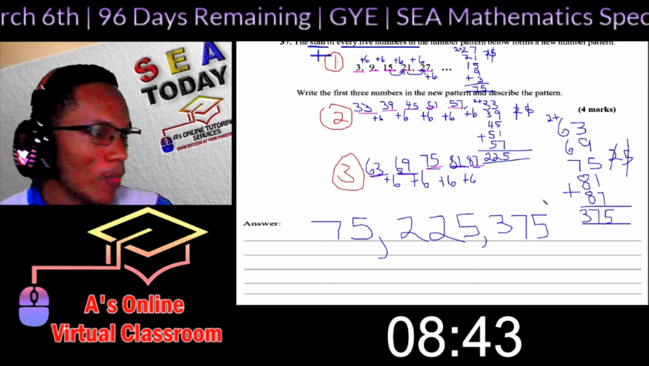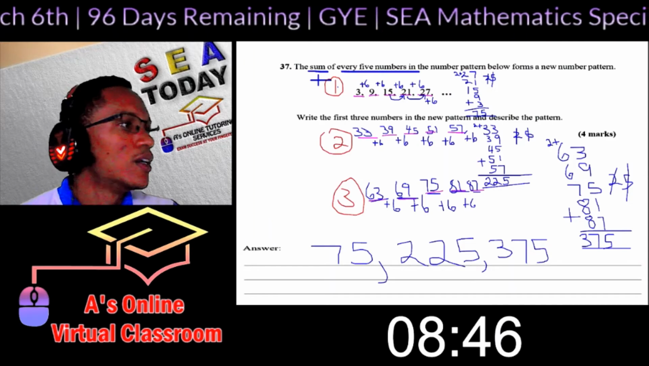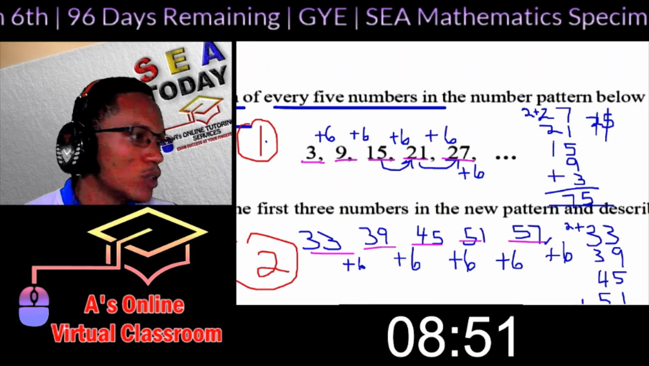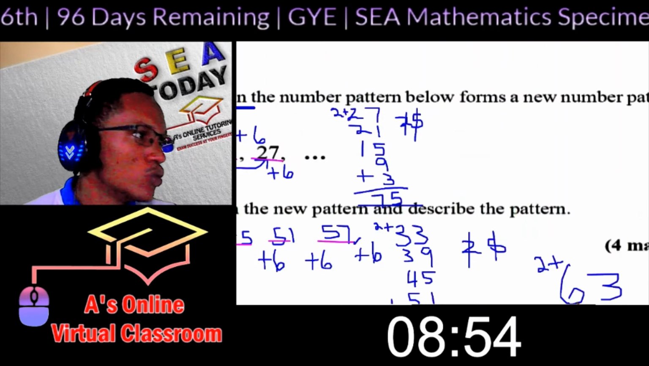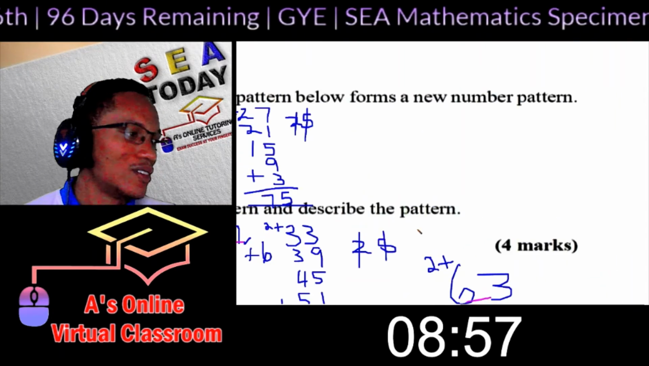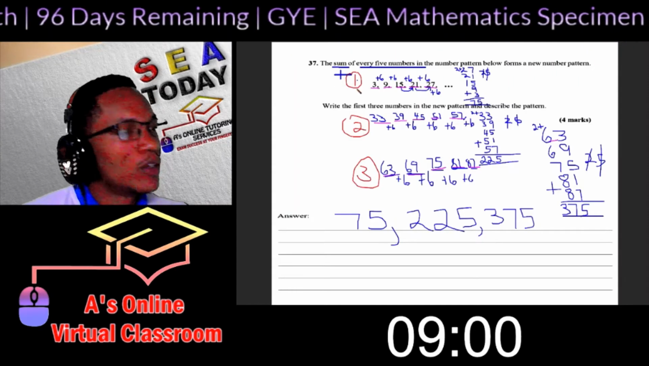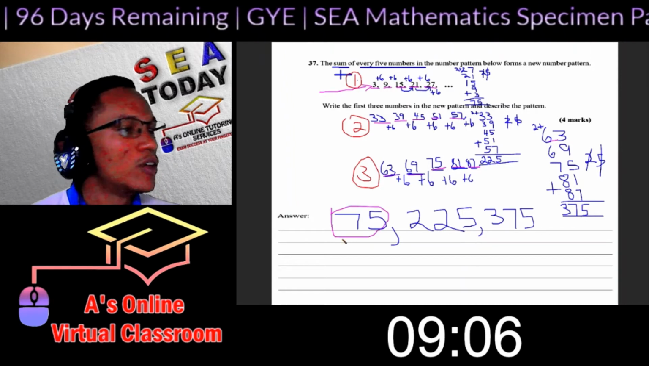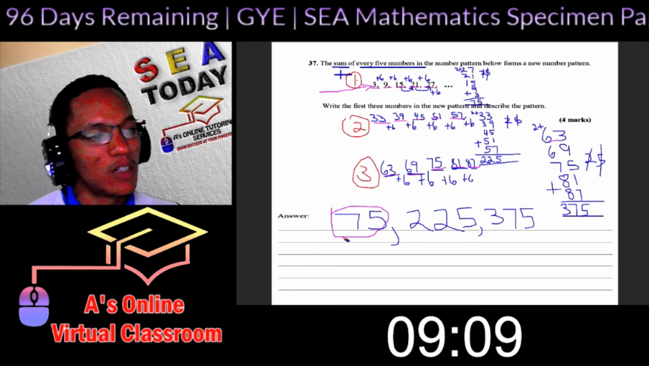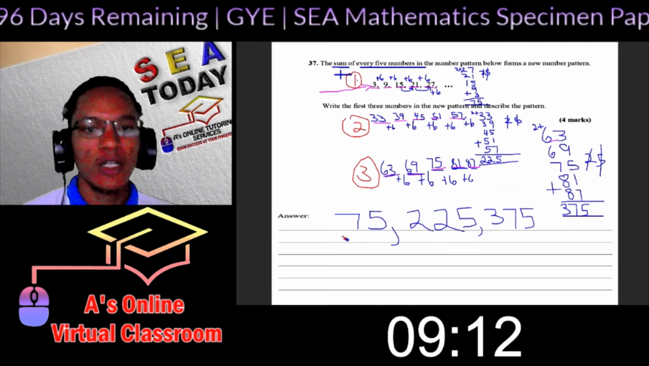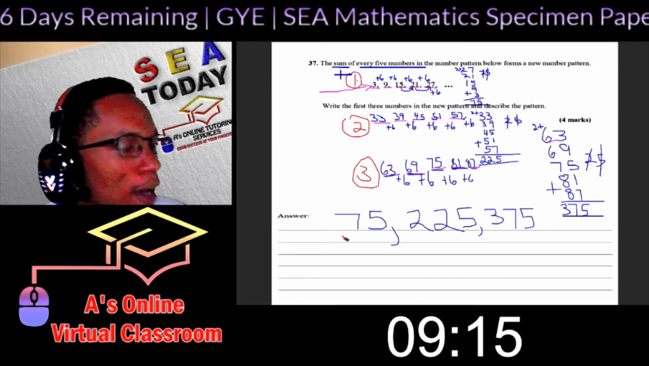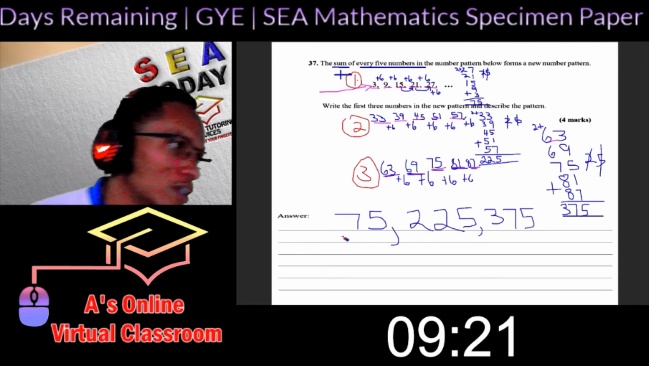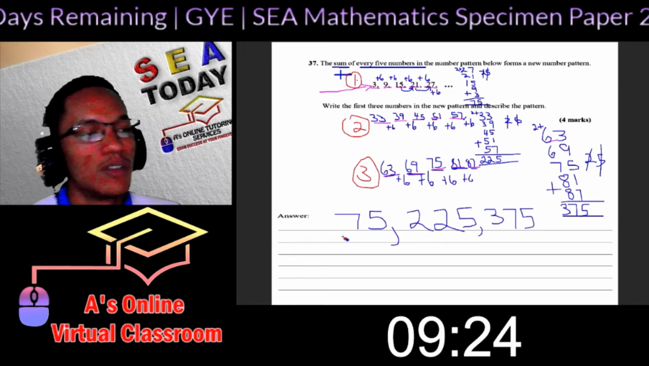Just to go back to the question for a second, they said the sum of every 5 numbers in the number pattern below forms a new number pattern. As you could see, every time we had the sum of the 5 numbers, we added it to our new number pattern, which is exactly what the question said. So we're just checking back to make sure we're answering the question correctly. And now that we have written our new number pattern, we also have to describe this pattern.